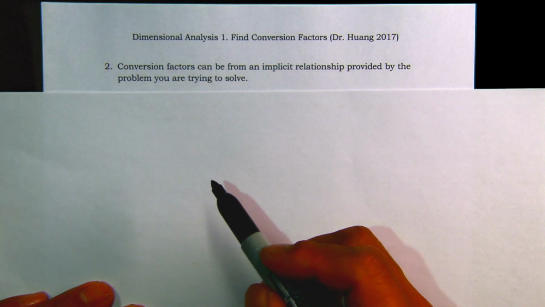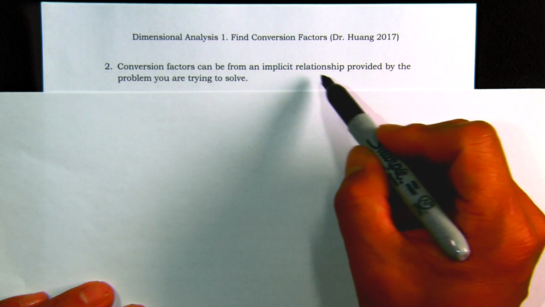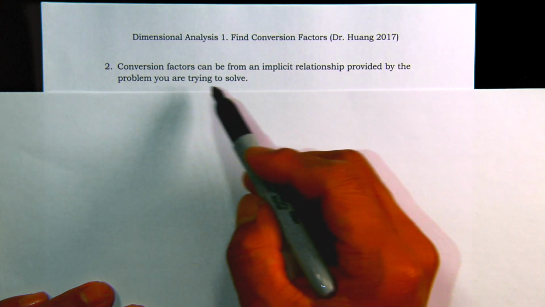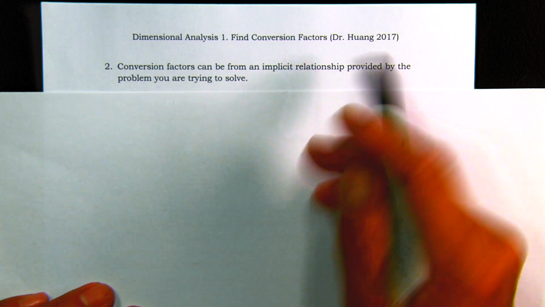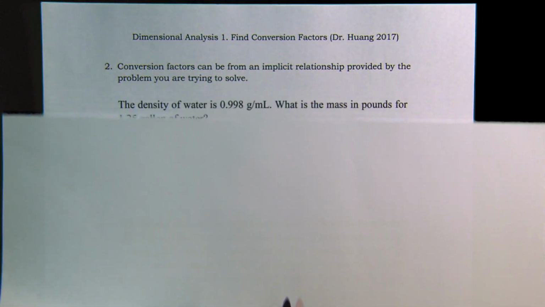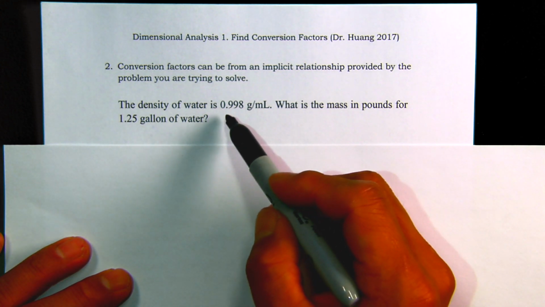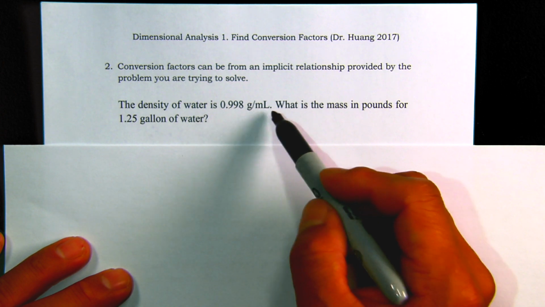The second method to find conversion factors is from an implicit relationship. Generally, they're provided by the problem you're trying to solve, but there is no equal sign. Let's look at the first example. The density of water is 0.998 gram / milliliter.